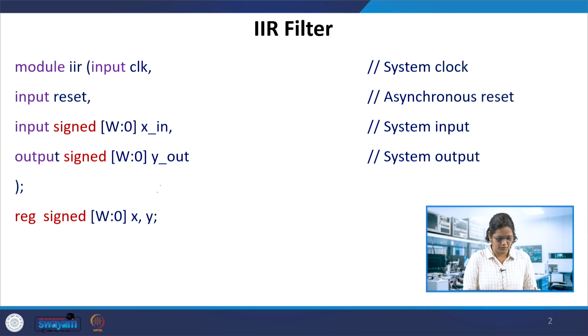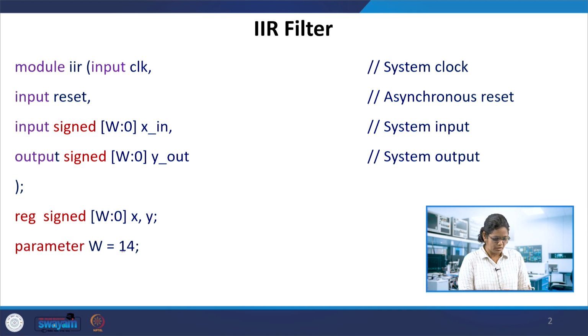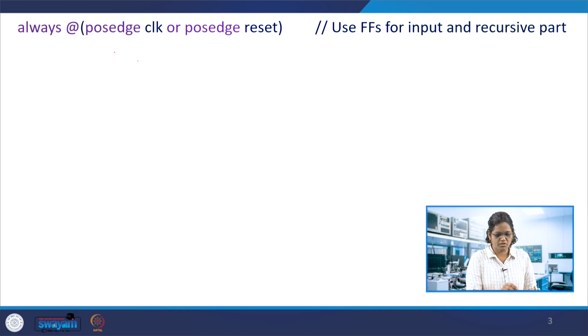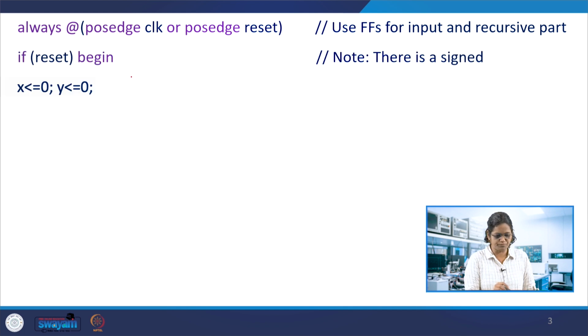X and Y: X is the intermediate variable which we use, so we defined it as reg signed from 0 to W, where W is the parameter giving the width of the data. We can define it according to the need here. W is 14. X and Y are the variables used in the always block. Now, always at the passage of the clock or the passage of reset, this is an asynchronous reset. If reset is 1, then we make X and Y, the variables used here, 0, and then end.